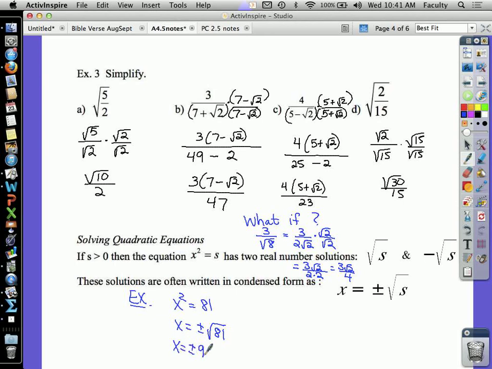And I want you to think about this a moment. If I take the positive 9 and I square it, 9 squared is 81. And if I take negative 9 times negative 9, that is 81. That's why you need the plus or minus. It's going to create two solutions there.